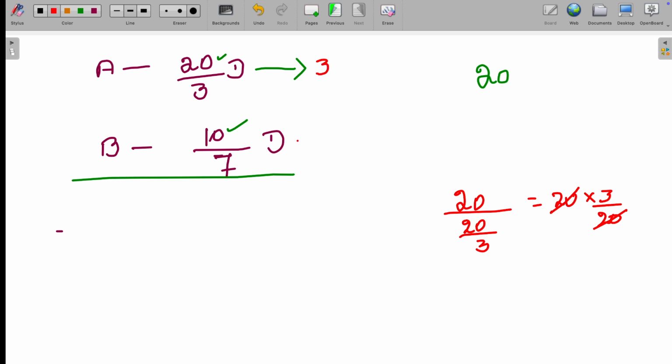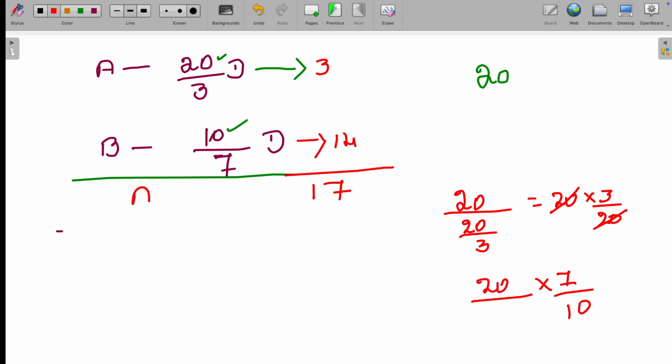Can you tell what is the capacity of B? 20 divided by 10 by 7. Can I write 7 by 10 also? Okay, 7 by 10 also. Then it will be 14. Then A plus B can complete it in one day. How much work? 17 parts completed.